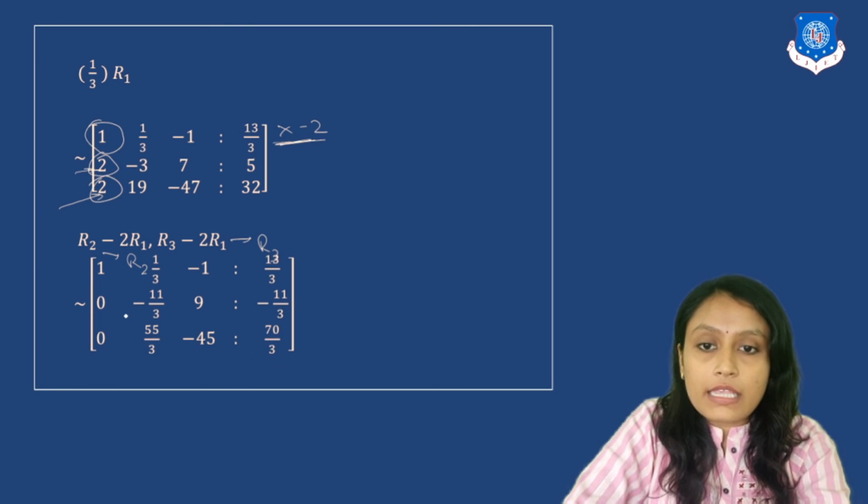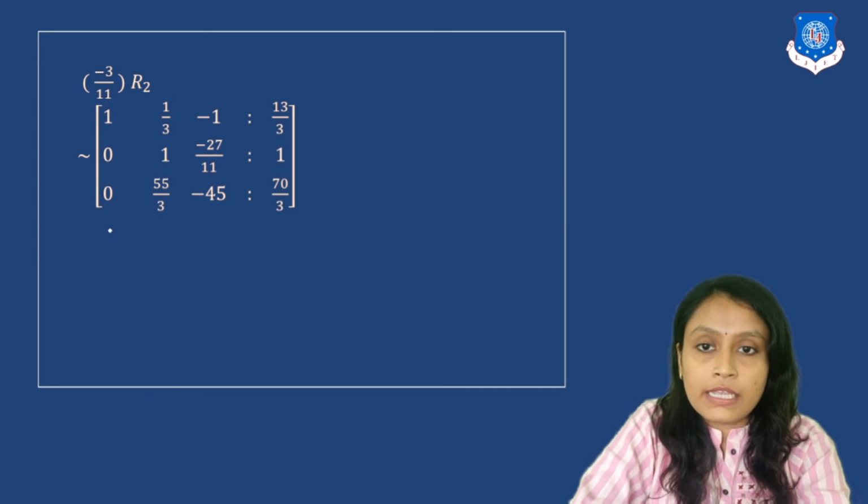Right? Now the next step is to make 1 over here, so we'll multiply by -3/11, that is -3/11 R2. You will get the first and third rows as they are, and here we have 0, 1, -27/11 and 1.